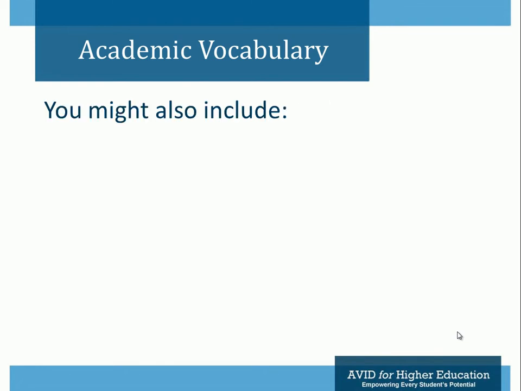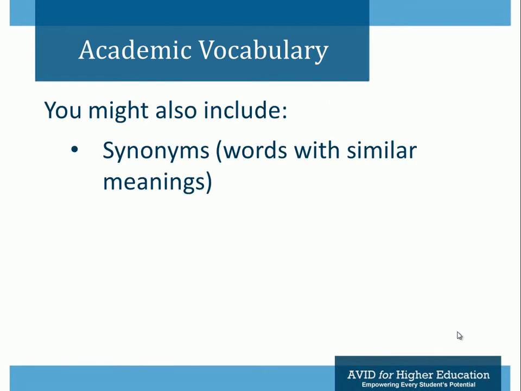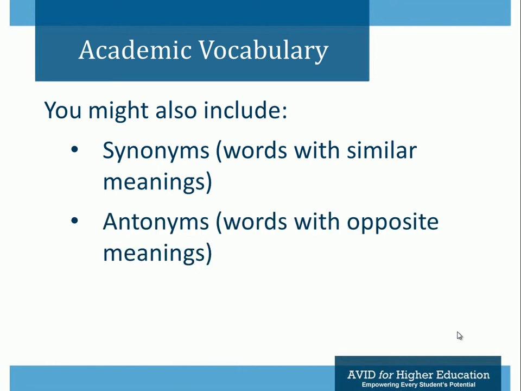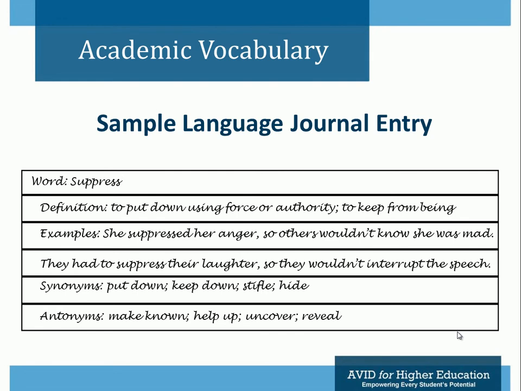To help you remember the word, you might also include synonyms, which are words with the same or similar meaning, and antonyms, which are words that have an opposite meaning. You can even include drawings or graphics if they will help you remember the word. For example, if the word is suppress, your entry might look like this.